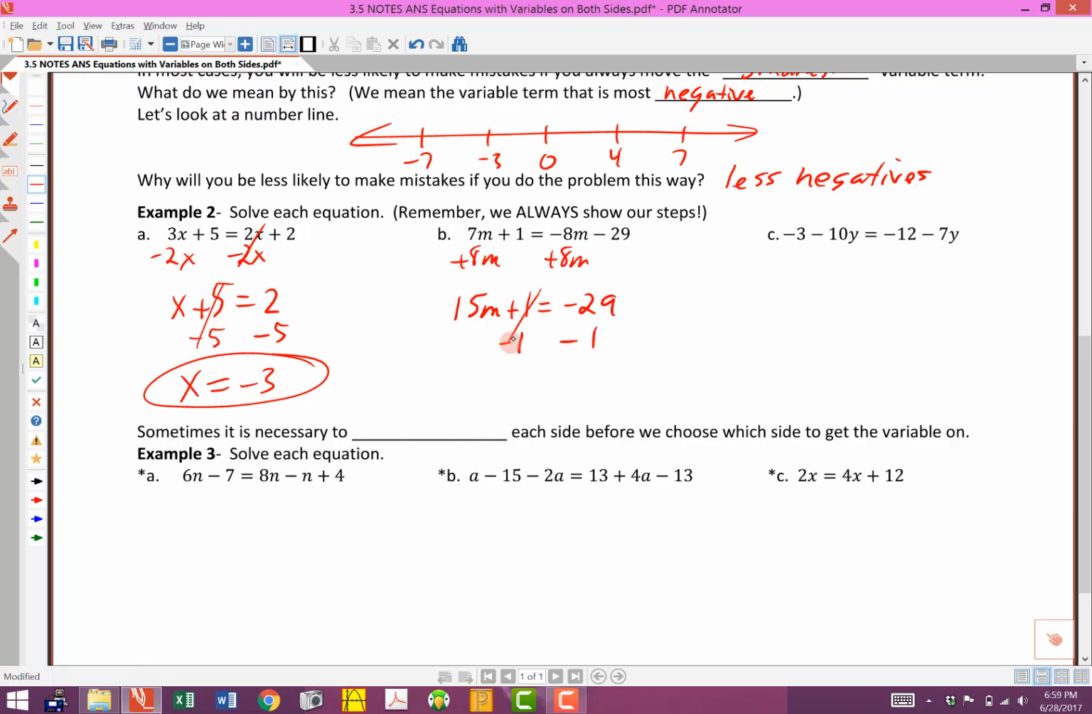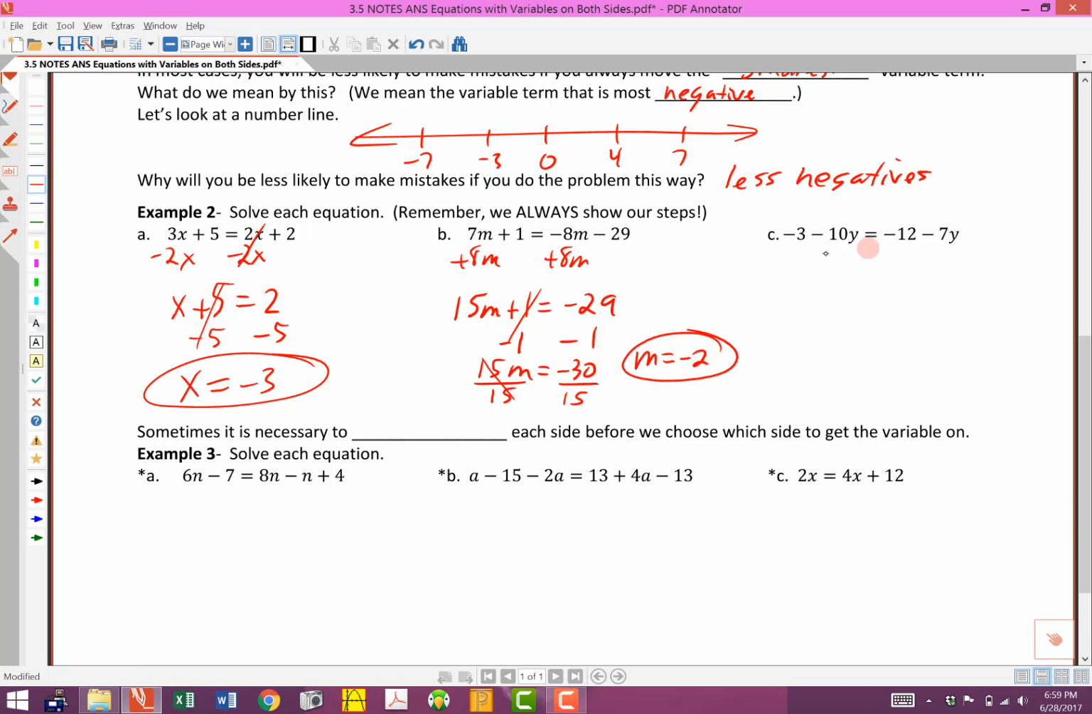Subtract 1 from both sides, cancel to be 0, 15m. Combine these, that's a negative 30. Divide by the 15 to cancel off the multiplying by 15. Those are going to cancel to be a 1m, and then on this side we have a negative 30 divided by 15, so that's going to be a negative 2, and there's our answer.